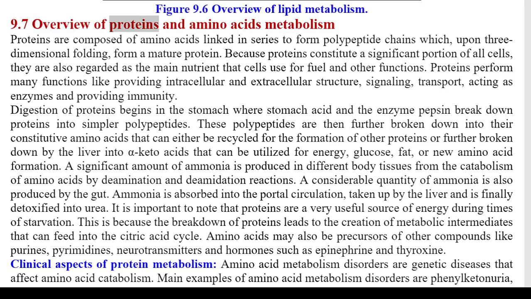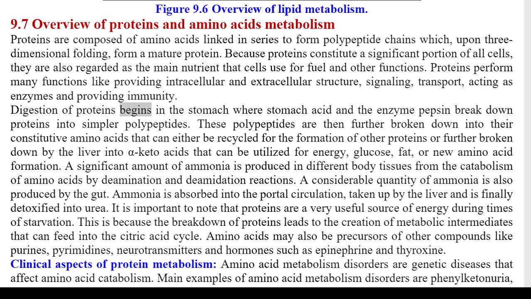9.7 Overview of proteins and amino acids metabolism. Proteins are composed of amino acids linked in series to form polypeptide chains which, upon three-dimensional folding, form a mature protein. Because proteins constitute a significant portion of all cells, they are also regarded as the main nutrient that cells use for fuel and other functions. Proteins perform many functions like providing intracellular and extracellular structure, signaling, transport, acting as enzymes and providing immunity.